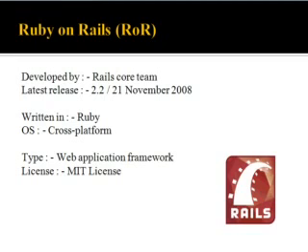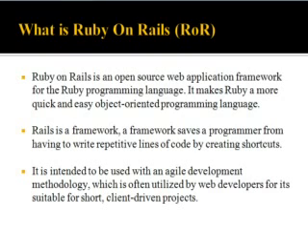Let us talk about the third software development framework, which is Ruby on Rails. It was developed by the Rails core team. It is a web application framework which runs on cross-platform operating systems. So, what is Ruby on Rails? It is an open source web application framework for the Ruby programming language. Rails is a framework which saves a programmer from having to write repetitive lines of code by creating shortcuts. It is more suitable for short, client-driven projects.